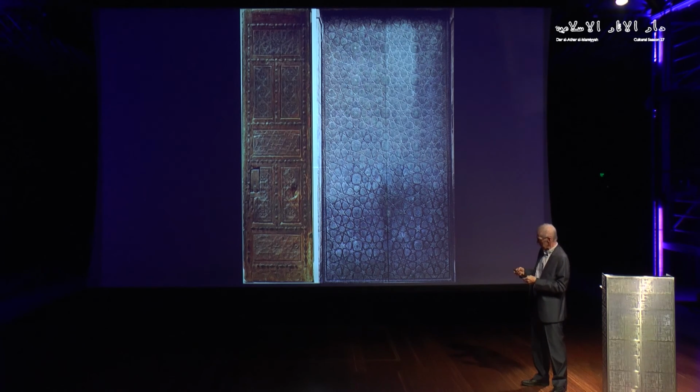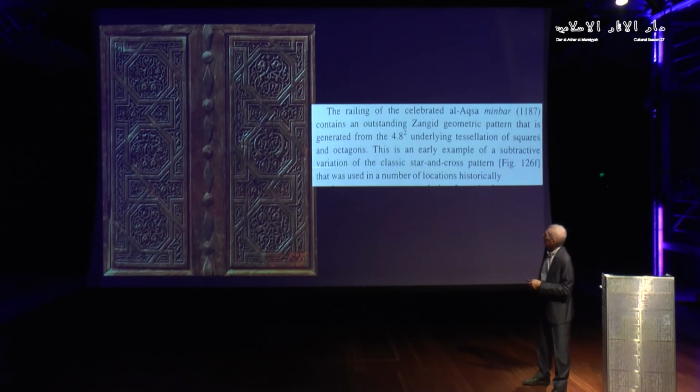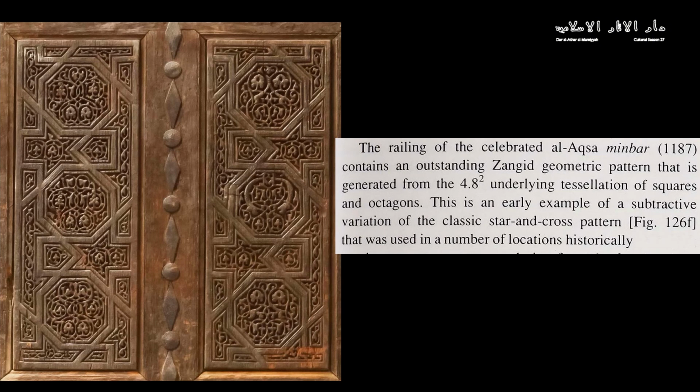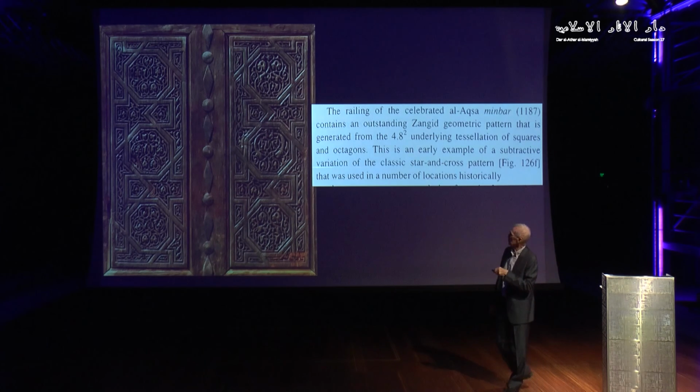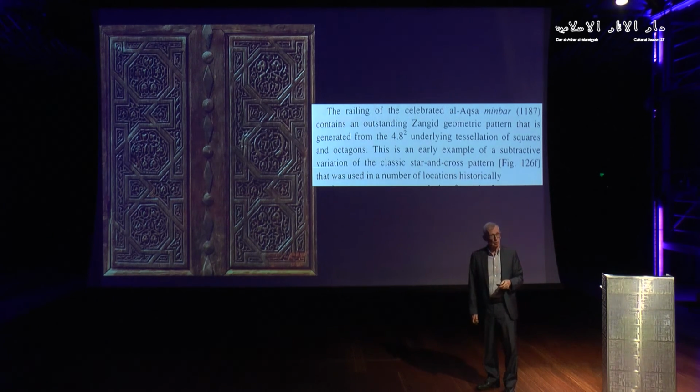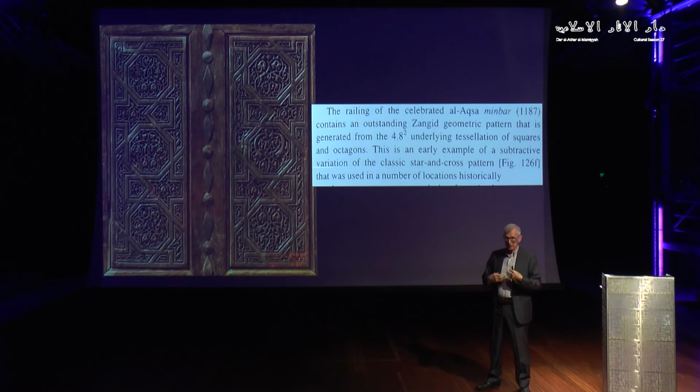Now, these look fairly simple to me, although this is something that Bonner, in his book, in fact, compares to the exactly similar pattern that you have on the Aqsa Mimbar in Jerusalem. So he calls it an outstanding geometric pattern that is generated from this 4.8.8 underlying tessellation of squares and octagons. To my non-mathematical eye, this looks rather plain. And in fact, this might be an example of the disconnect that you have between a mathematician's view of geometric patterning and that of the layman.